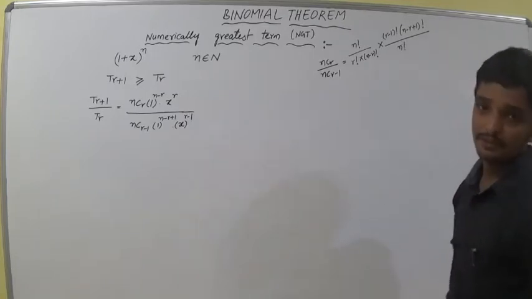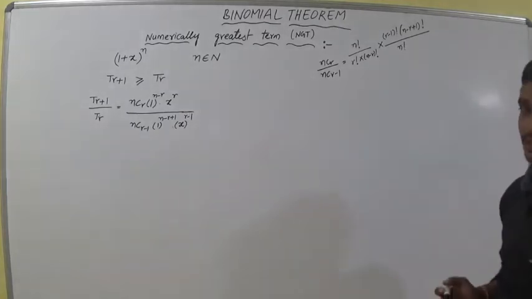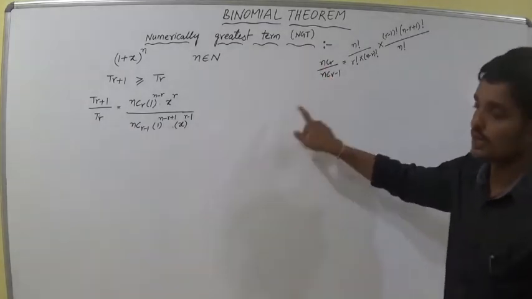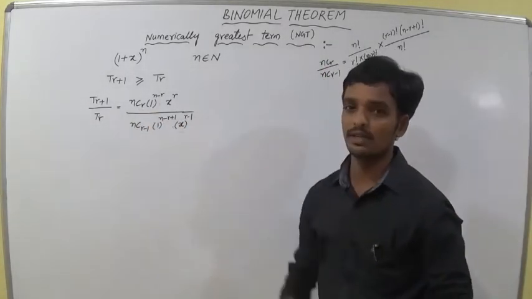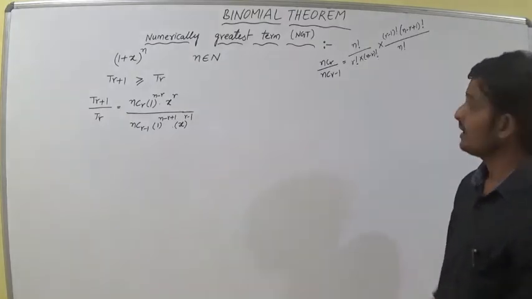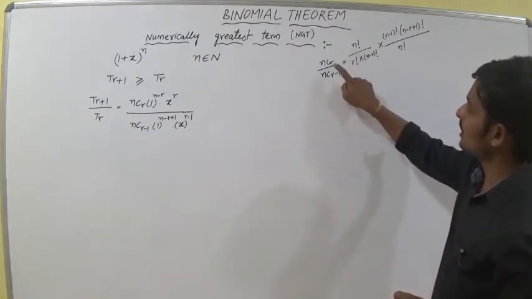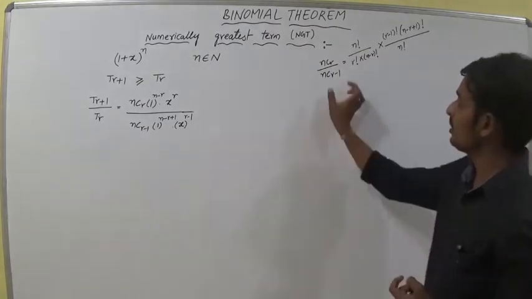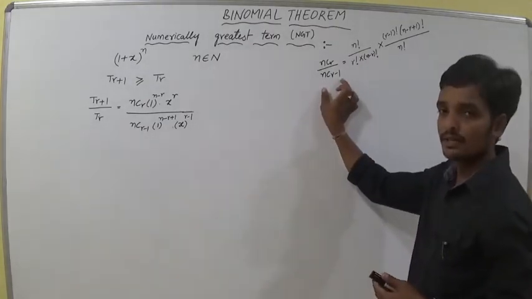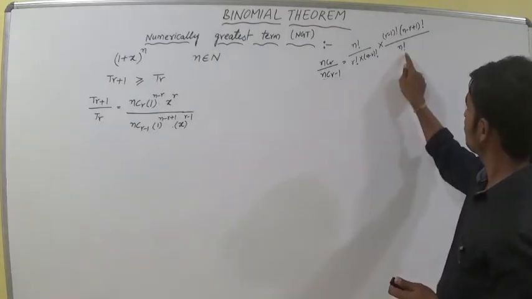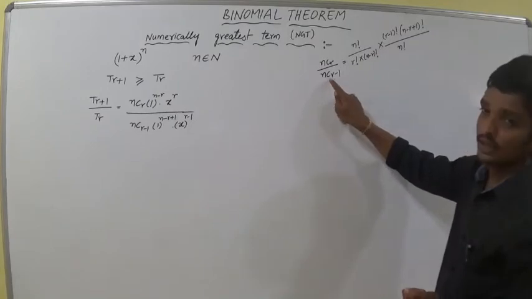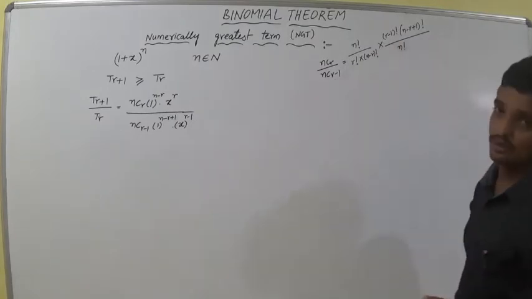Did you understand this? Did you understand that? Here nCr by nCr minus 1 is equal to, we are simplifying nCr by nCr minus 1. nCr is equal to n factorial by r factorial into n minus r factorial. So now I am writing nCr minus 1. nCr minus 1 means n factorial by r minus 1 factorial into n minus r plus 1 factorial.